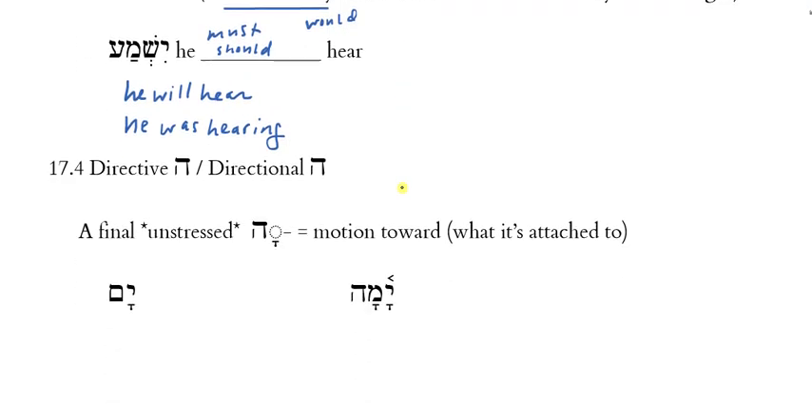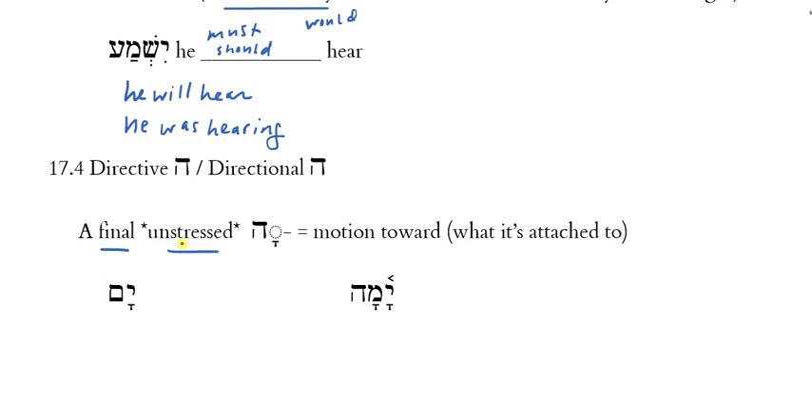All right, now 17.4, we meet an item called the directive hey. Ross calls this the directive hey, and I also like to refer to this as the directional hey. Now, what is this? This is a final, unstressed he. So we have seen he on the end of words before. That usually indicates that it's a particular gender and number, right? You see a noun with a final he, what do you think its gender and number is? Think susa, feminine singular, right?